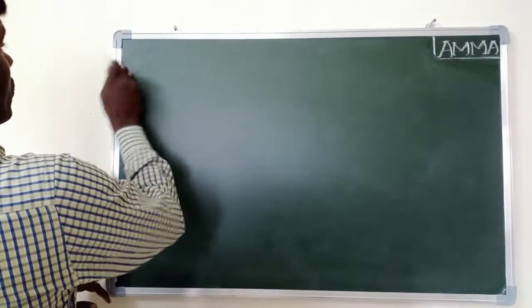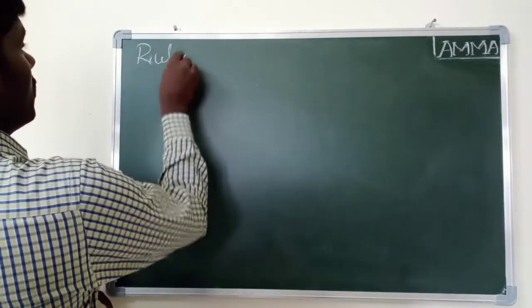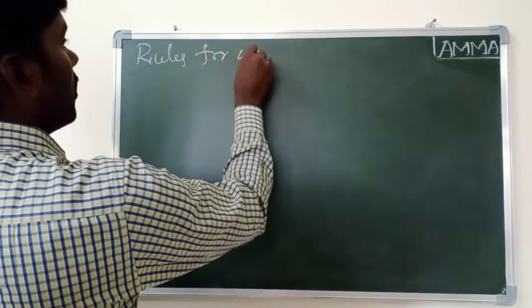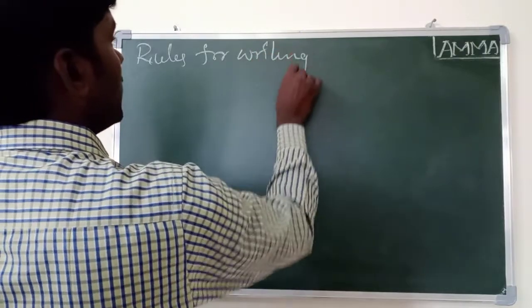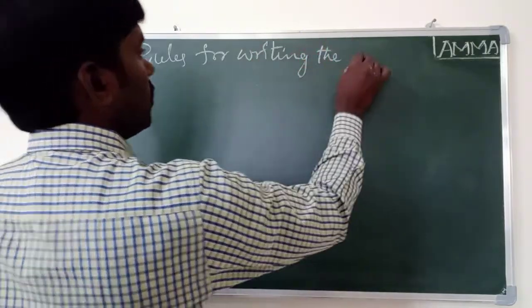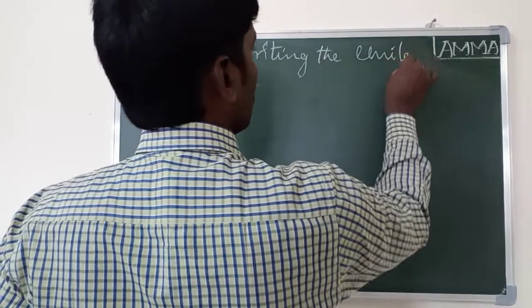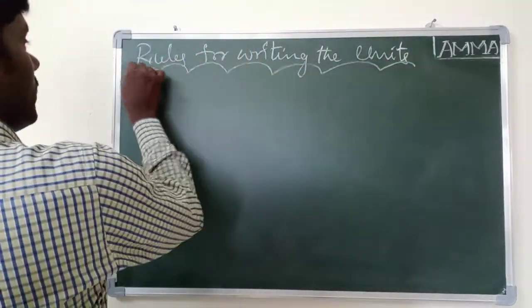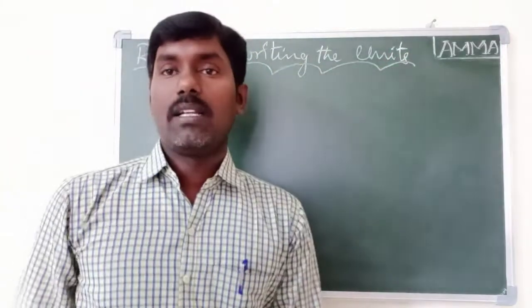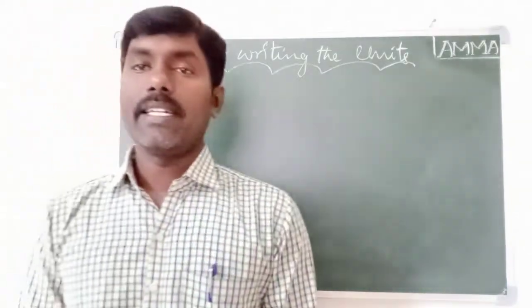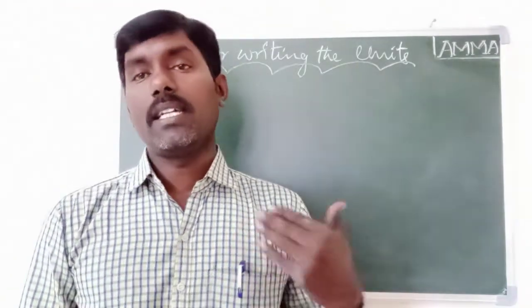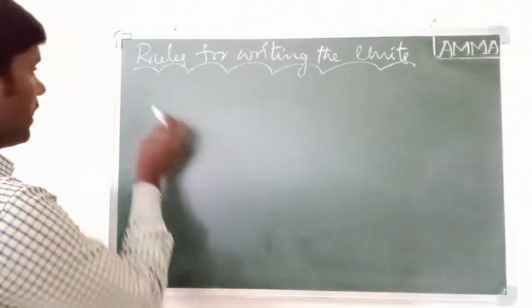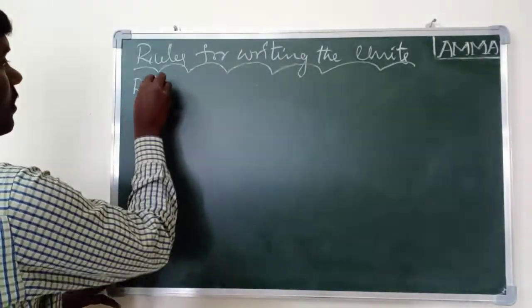Rules for writing the units. So students, there are 6 rules only. Let us try to know each and every rule. Okay? First one is rule number 1.